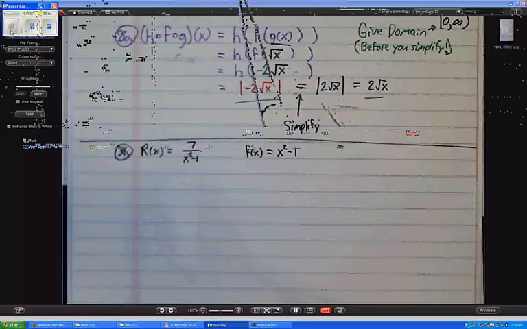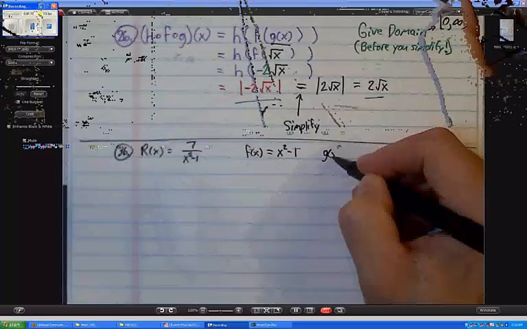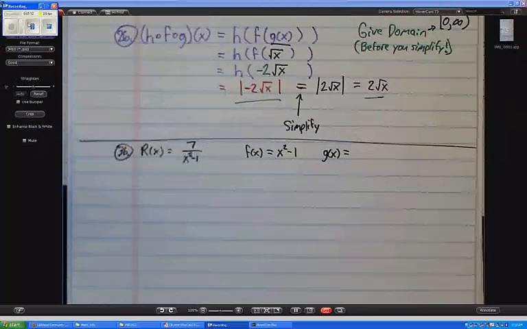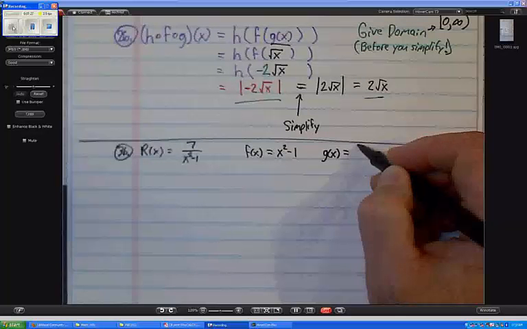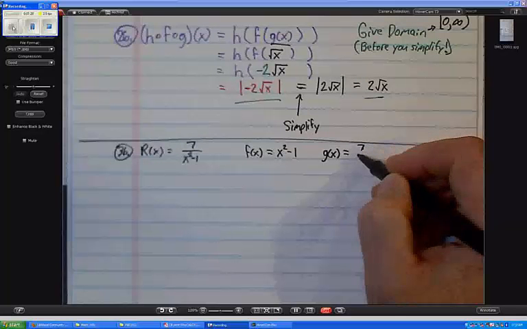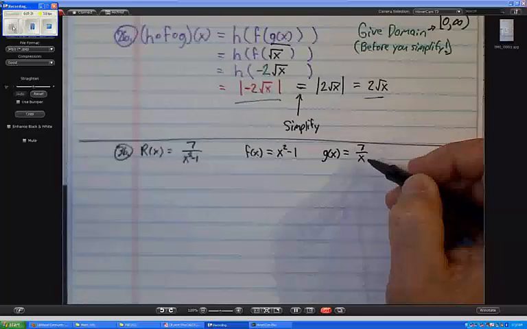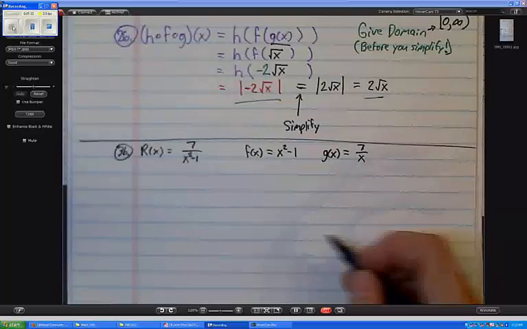I guess the question is, can you come up with what the other function is that I'm going to do? I'll let you talk to someone about that for 30 to 45 seconds, or whatever else you want to talk about. What do you have? g of x equals 7 over x.